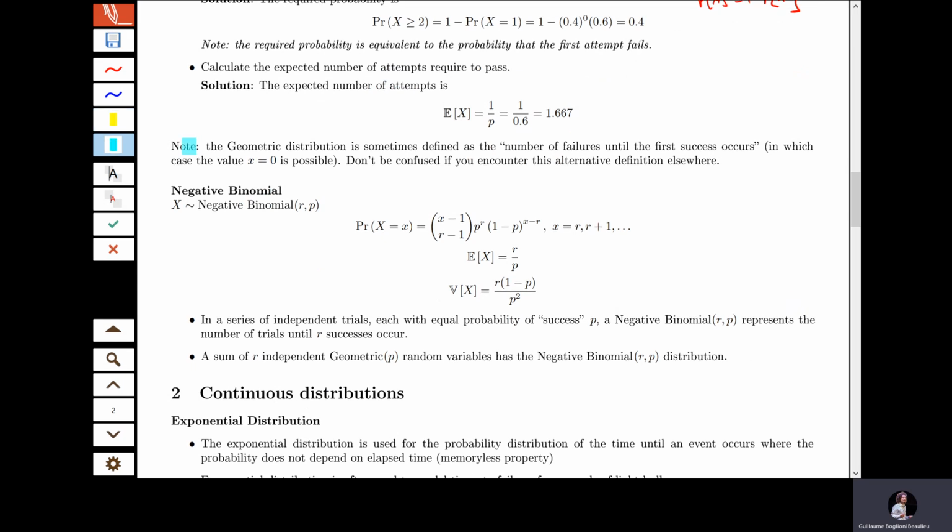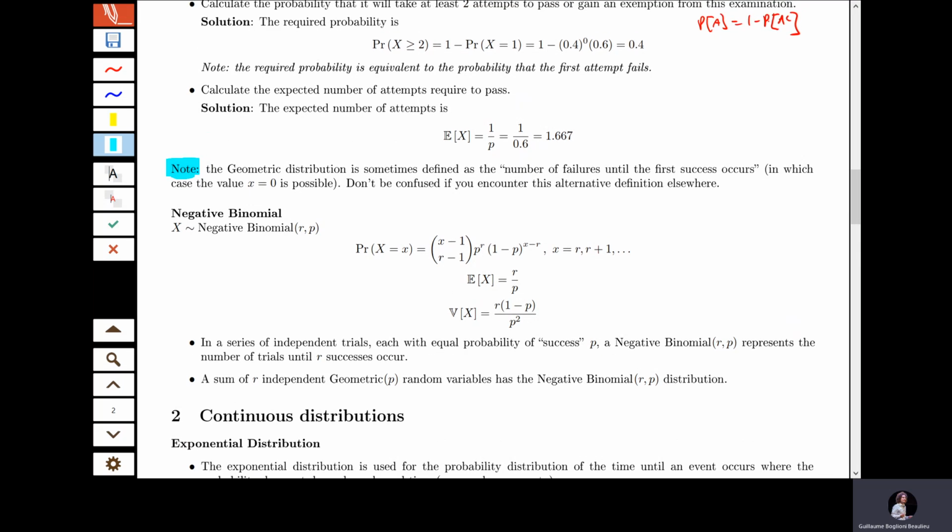Here there's a note. It says perhaps slightly annoying, but different textbooks define the geometric in a different way. So it's possible that you encounter somewhere that the geometric would be defined as the number of failures until the first success occurs. But you see that if the geometric is defined in this way, the value x equals 0 is possible. It's sort of the same thing, but every possibility is shifted by 1, because if you count the failures, well, it's possible to get a success at the very first trial, so then you have 0 failures. This is just a note that you might encounter this, so don't be confused if you see a geometric with a different definition.